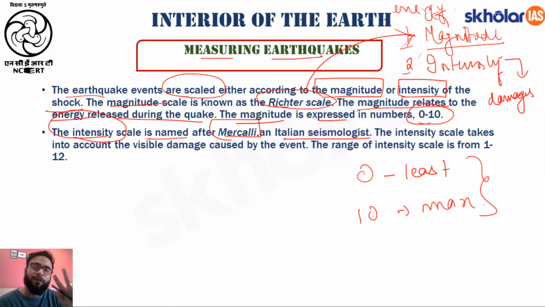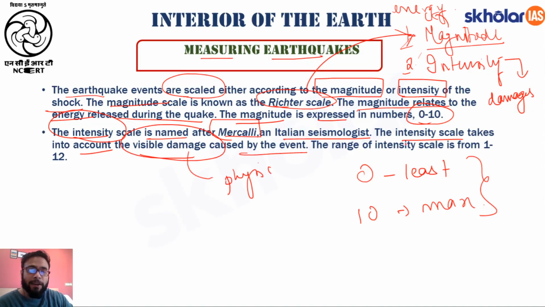Fine. So we have two scales, the Richter scale and the Mercalli scale. The intensity scale of the Mercalli scale takes into account the visible damage caused by the event, meaning physical damage caused by the earthquake. And the range of the intensity scale is from 1 to 12.